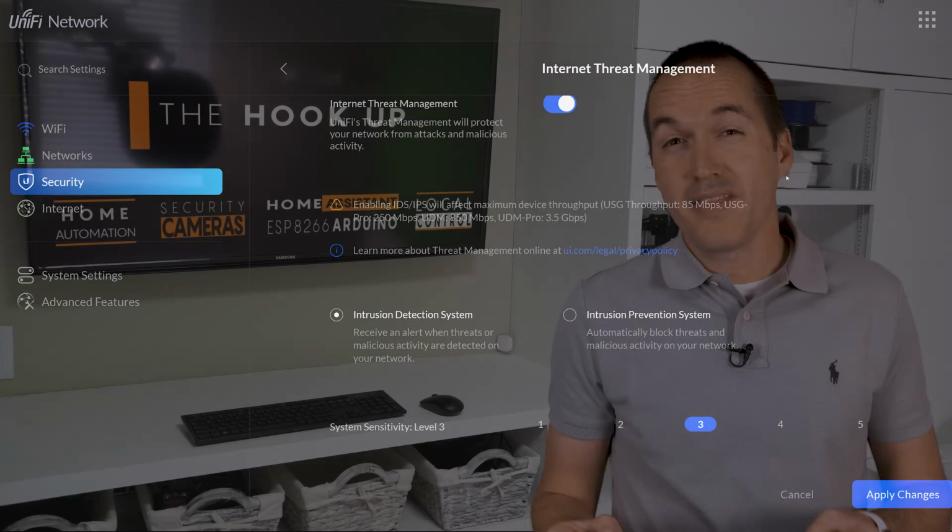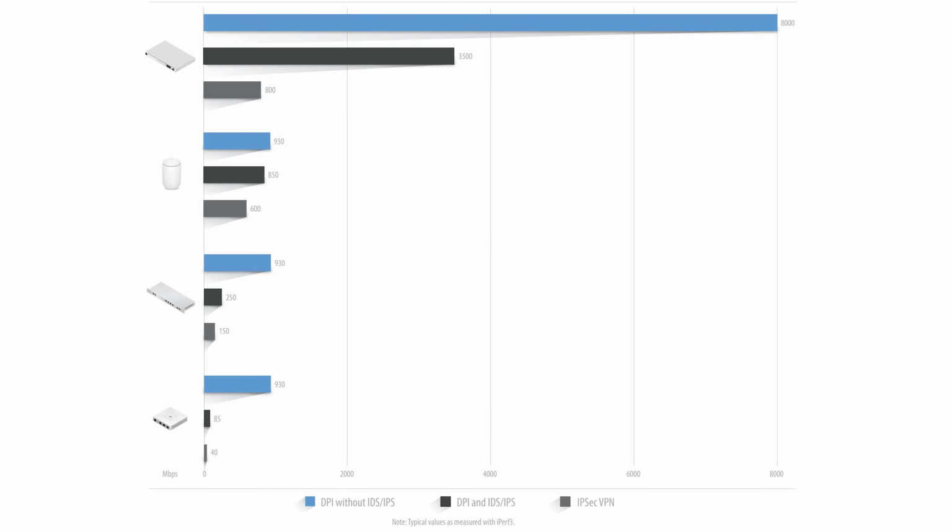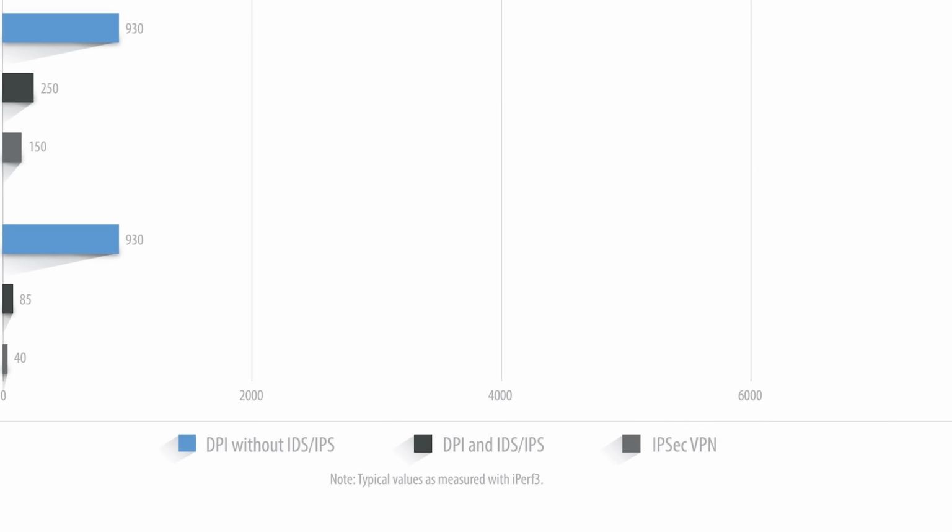It's also worth noting that inspecting each packet for malicious traffic is pretty CPU intensive, and while the Dream Machine Pro claims to have 3.5 gigabits per second of throughput with IPS enabled, this metric is tested using very similar traffic types and packets, and it's reasonable to expect that real-world throughput may be less.